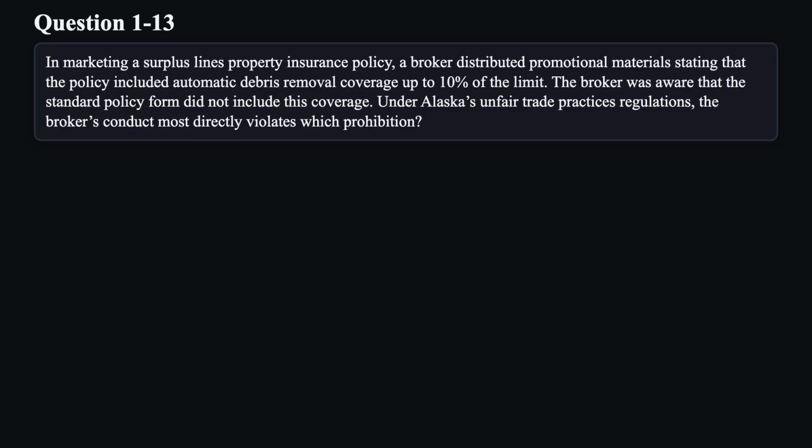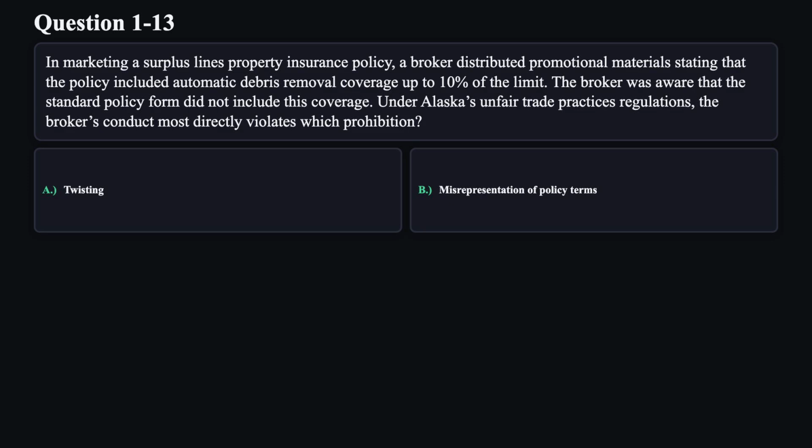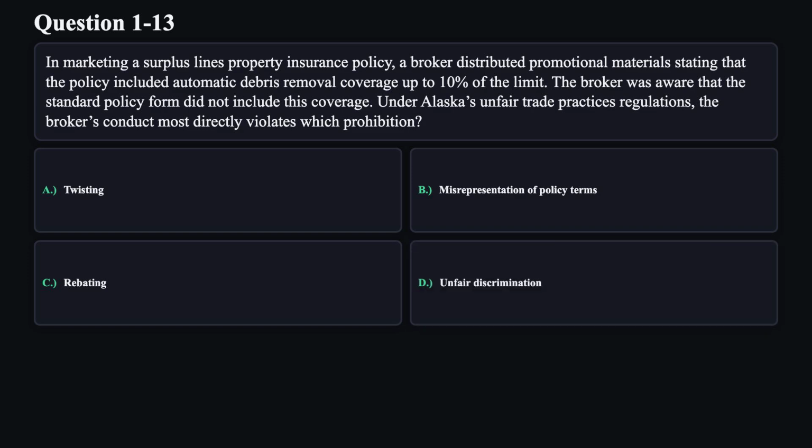Question 13. In marketing a surplus lines property insurance policy, a broker distributed promotional materials stating that the policy included automatic debris removal coverage up to 10% of the limit. The broker was aware that the standard policy form did not include this coverage. Under Alaska's unfair trade practices regulations, the broker's conduct most directly violates which prohibition? A. Twisting. B. Misrepresentation of policy terms. C. Rebating. D. Unfair discrimination.